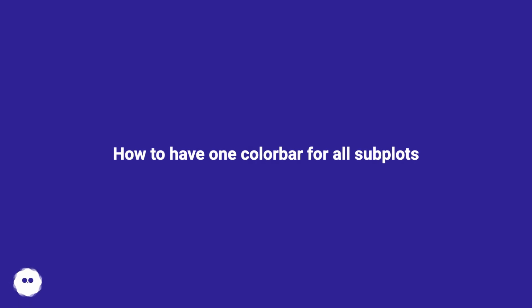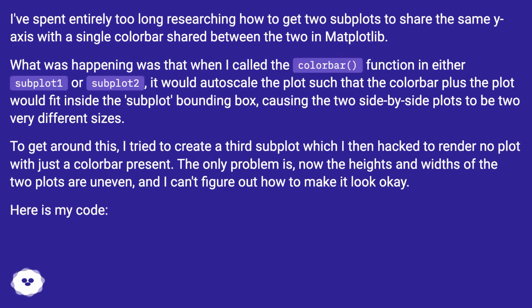How to have one color bar for all subplots. I've spent entirely too long researching how to get two subplots to share the same y-axis with a single color bar shared between the two in matplotlib.